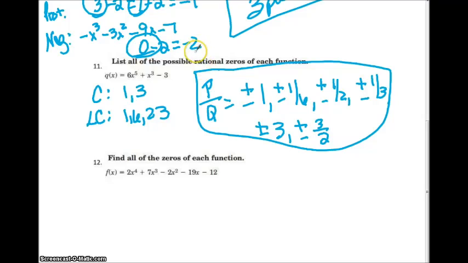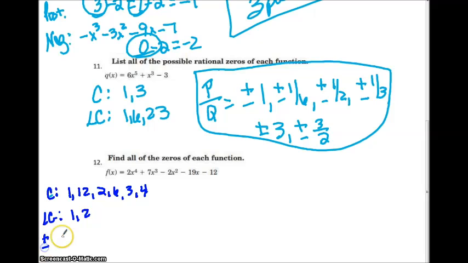Okay, looking at number 12, you're going to find all of the zeros. So the first thing you're going to do is find your possible rational zeros. Your constant is negative 12. So the factors for that would be 1 and 12, 2 and 6, 3 and 4. Your leading coefficient is 2, so your factors are 1 and 2.